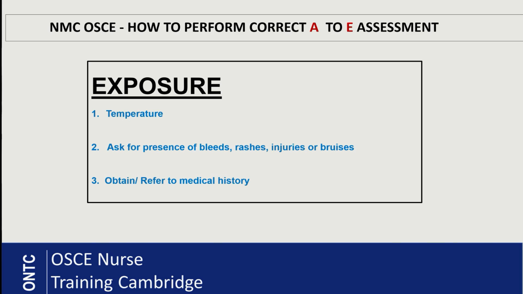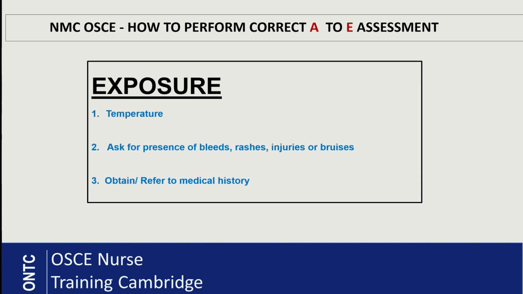Moving on to exposure now, and exposure is all about basically looking for signs of sepsis or infection. So the first thing which tells you if somebody is running underneath any infection or sepsis or early signs of sepsis, temperature. So you take the patient temperature and comment on the temperature now and say your temperature is this.